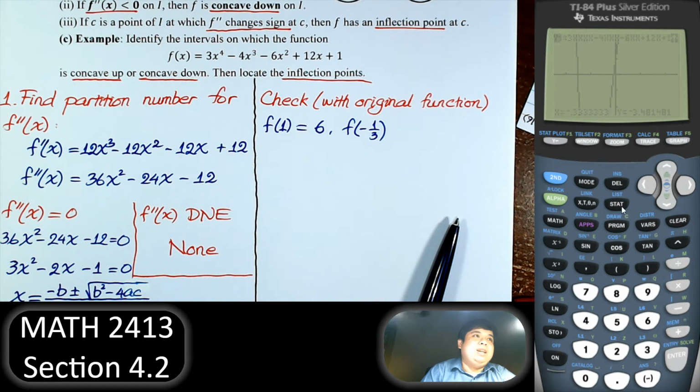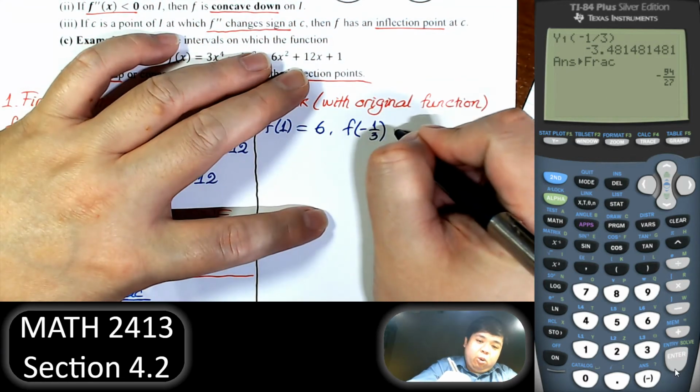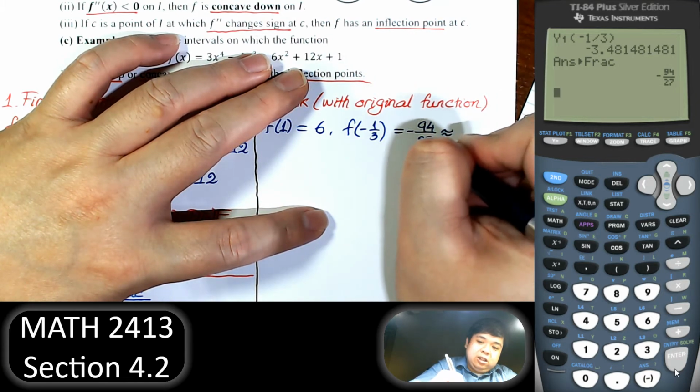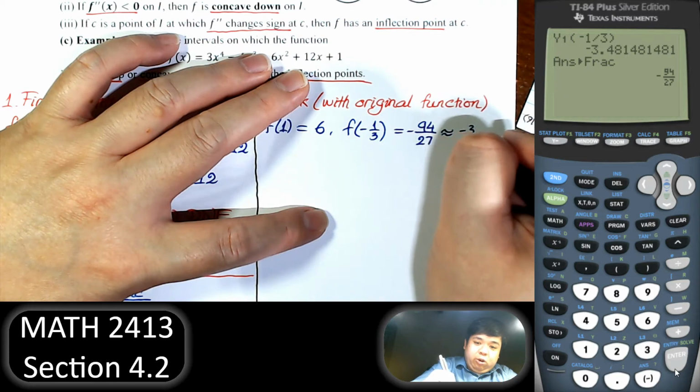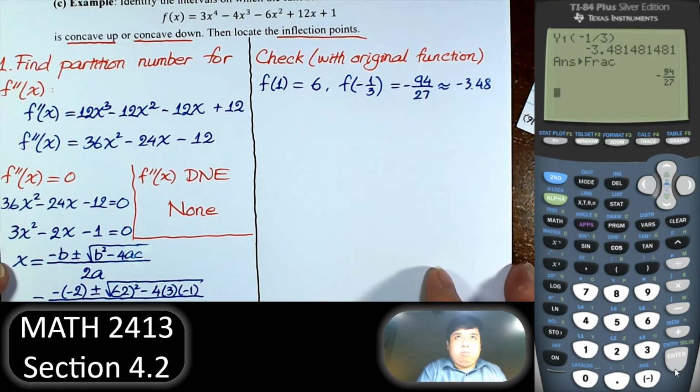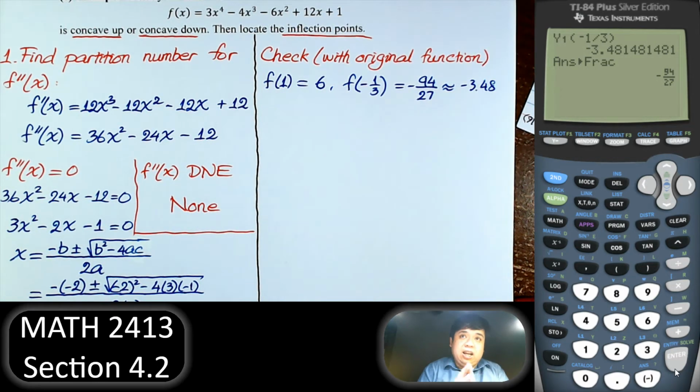That's alright though. We can always do this. Variables, y variables, function, y1. Let's evaluate y1 as negative 1/3. And we can convert this to fraction. Negative 94/27, which is about negative 3.48. Alright, keep that in the back pocket. So those are the points, 1 and negative 1/3.